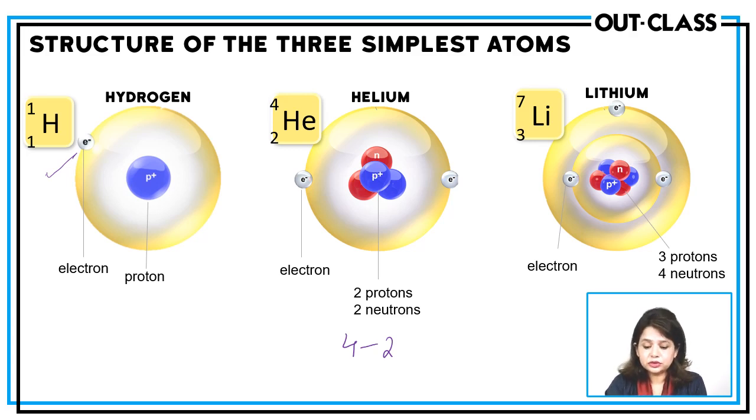Then we come to lithium. Lithium has a proton number of 3, so it has 3 protons. Neutrons: 7 minus 3, 4. Electrons are 3, but the first shell can only hold 2 electrons. You know the capacity of the first shell is 2. So out of these 3 electrons, 2 electrons move to the first shell and the third electron moves to the second shell. So its configuration becomes 2, 1.